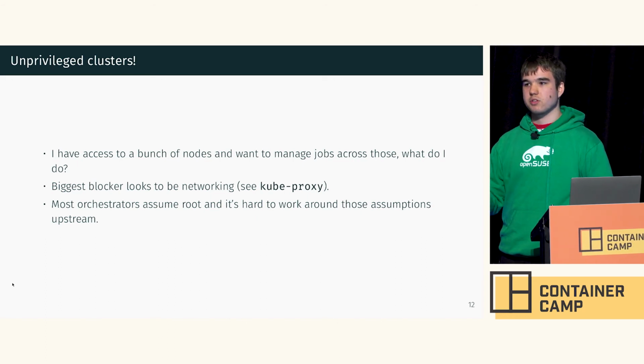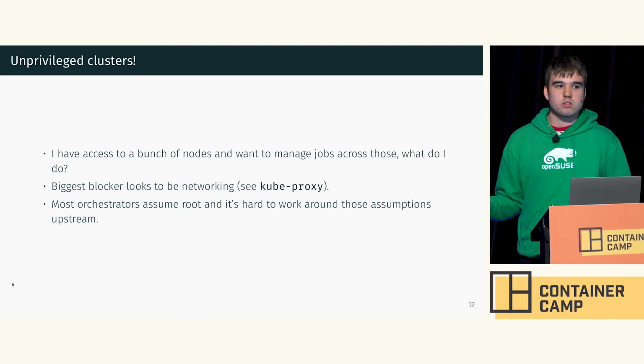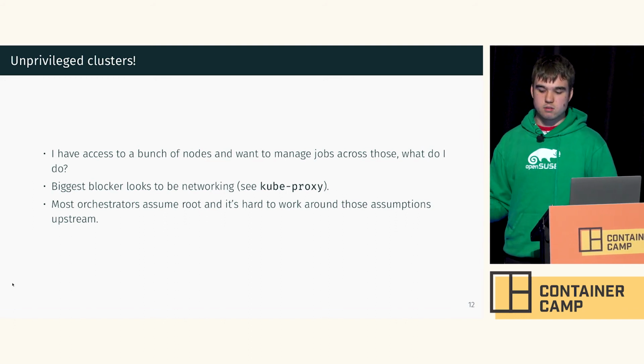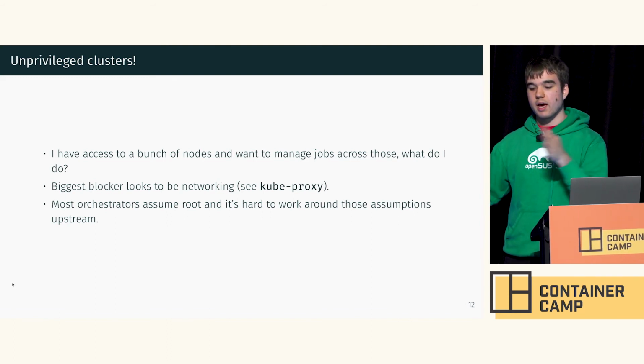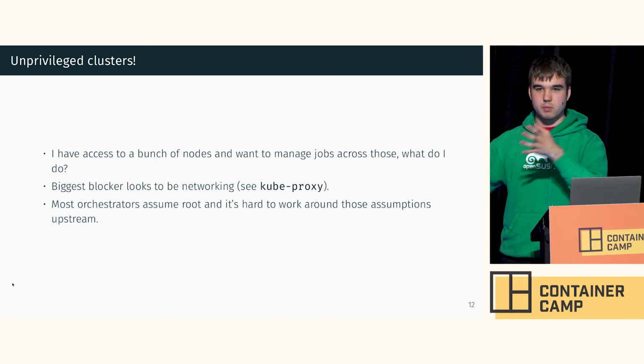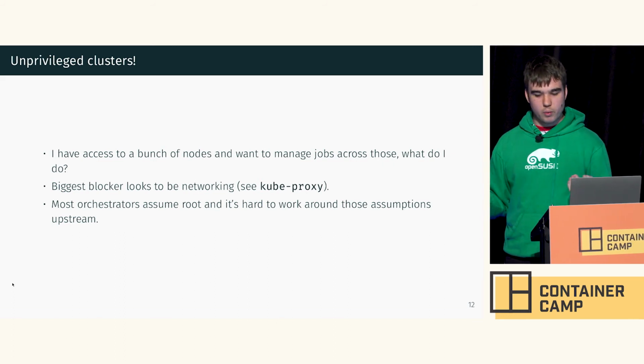Let's say you're just a regular user and you have access to a bunch of nodes. I want to run Kubernetes on these nodes, but I don't have Kubernetes. Or pick your orchestration runtime of choice, but it's still the same problem. I want to manage jobs across a bunch of nodes. I don't have admin access on these nodes, but I still want to be able to manage them in some way. What do I do? Well, at the moment, you sort of script it yourself with shell scripts.